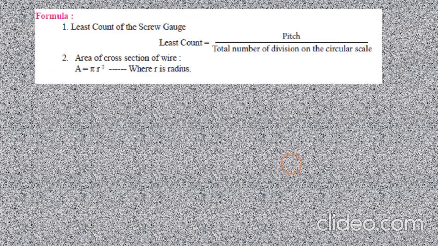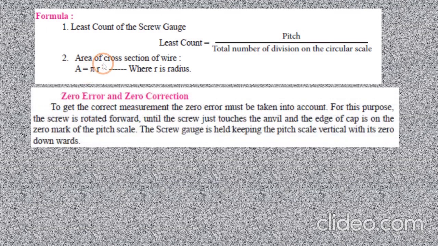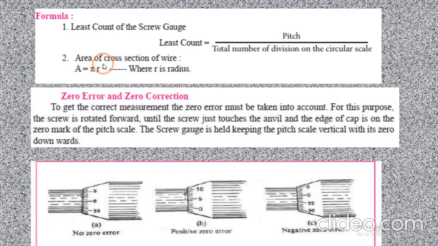Now, the formula we are going to use is least count is equal to pitch divided by total number of divisions on circular scale, and we are going to find out area of cross section with the formula A is equal to pi r square. Again, there are a few errors and conditions for this instrument too. Let's start one by one.